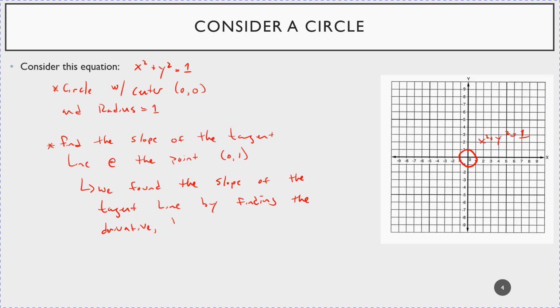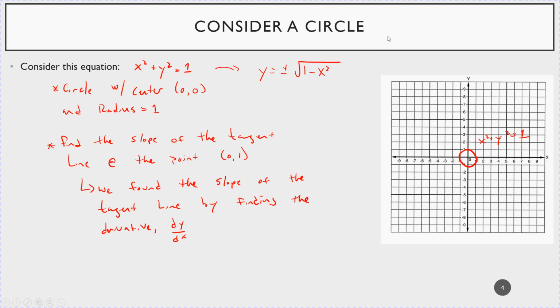Okay, in this case, dy/dx. All right, but how do we do that for this equation here? Like if you were to try to solve for y, you would get something weird. You would get y is equal to plus or minus the square root of 1 minus x squared. But I never talked about how you find the derivative involving this plus or minus. How would you do it?